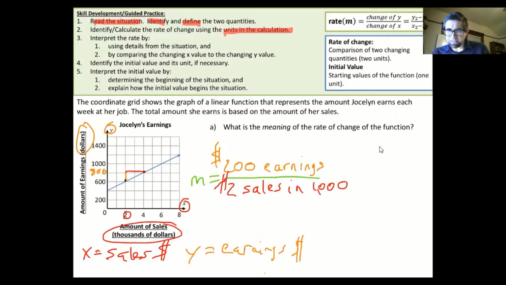Well, now I've got this 200 over 2. I've got my units. Let's simplify this and make it an easier fraction to look at. I've got 200 in the numerator, 2 in the denominator. Both of these numbers, I can divide by 2. So let's simplify this and see what we end up with. 200 divided by 2 is $100 in earnings. And that's being compared to 2 divided by 2, which is 1. And remembering that that 1 is actually thousands of dollars in sales.